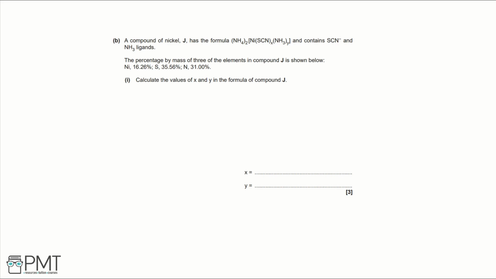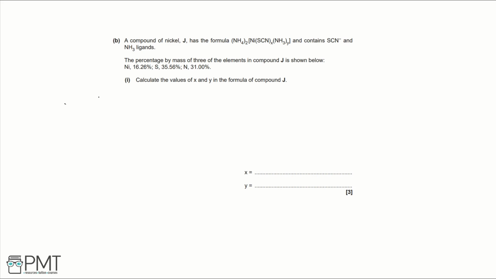Part B. A compound of nickel J has the formula (NH4)2[Ni(SCN)x(NH3)y] and contains SCN- and NH3 ligands. The percentage by mass of 3 of the elements in compound J is shown below. Ni is 16.26%, S is 35.56%, N is 31.00%. Part 1. Calculate the values of X and Y in the formula of compound J.